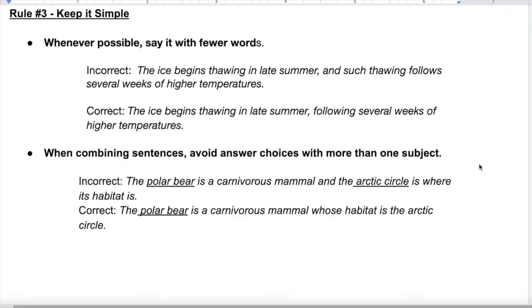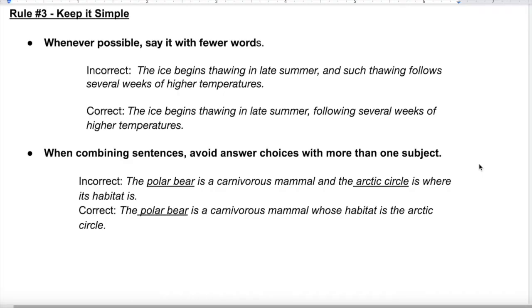They'll point blank say which best combines these. And you'll see three incorrect answer choices with multiple subjects, like you have here in the incorrect example. You've got the polar bear doing something. The polar bear is a carnivorous mammal, and then the other subject is, and the Arctic Circle is where its habitat is. Two subjects, and really two corresponding verbs. It's a little bit confusing. Read the correct example. It's better.